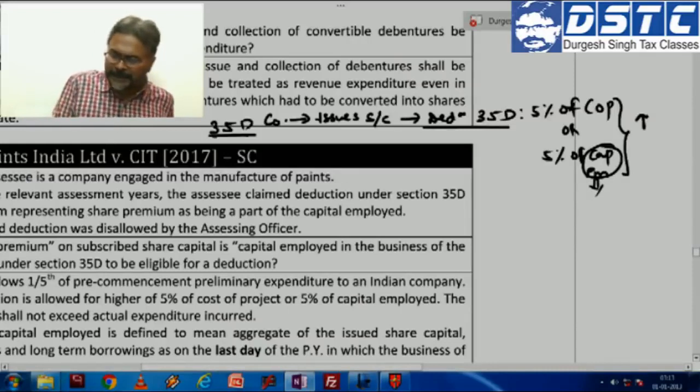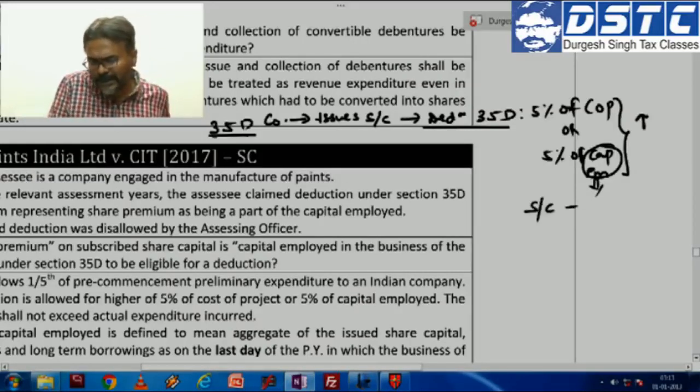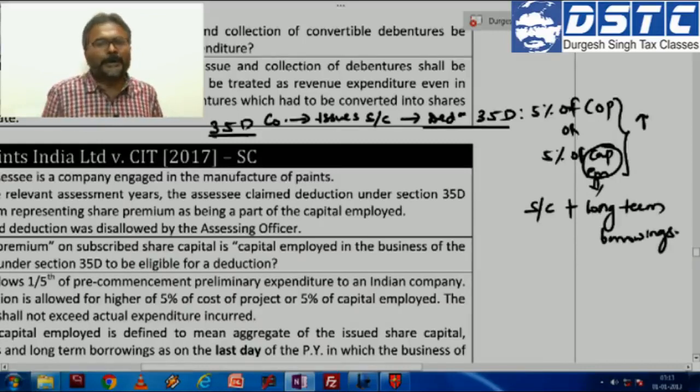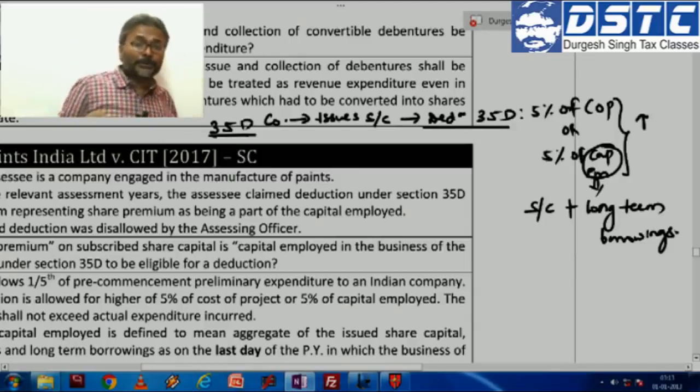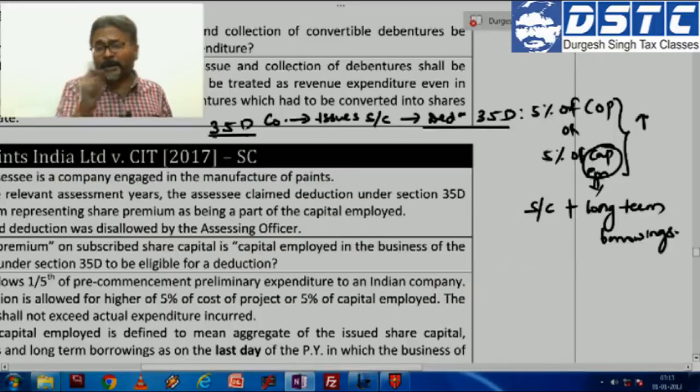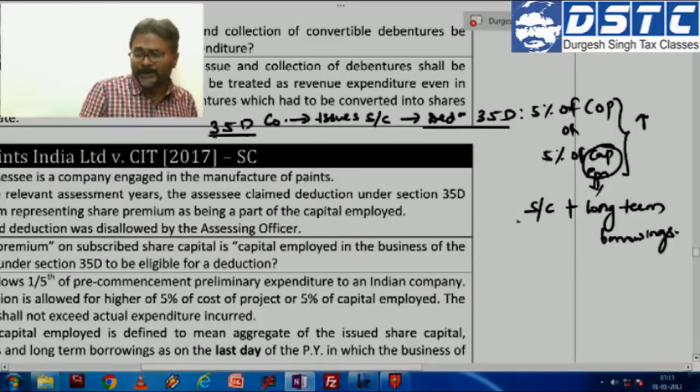capital employed. See, capital employed, as the definition goes, is share capital plus long term borrowings. This is what you mean by the term capital employed. So whether the share premium amount will form part of your capital employed? To that the Supreme Court said no.